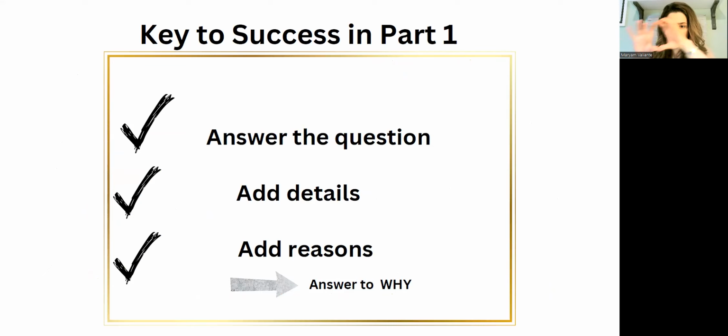If you want to pass these parts smoothly, don't forget to answer the question either with yes or no and a short answer, or with a word or a short sentence, what you love, what is your favorite, whatever. And after that, give some details, and then add the reason why. Why swimming is your favorite sport, or why you love spicy food. So you need to insert that reason into your answers before the examiner asks you.